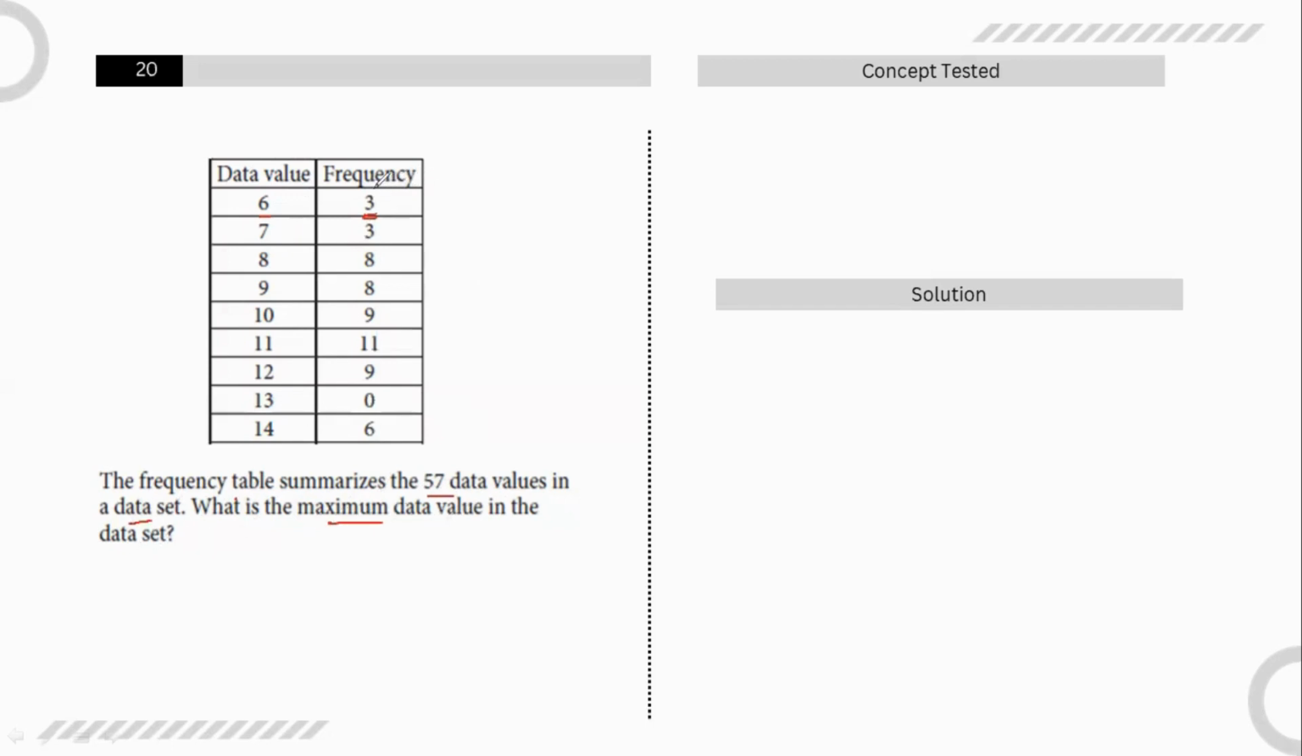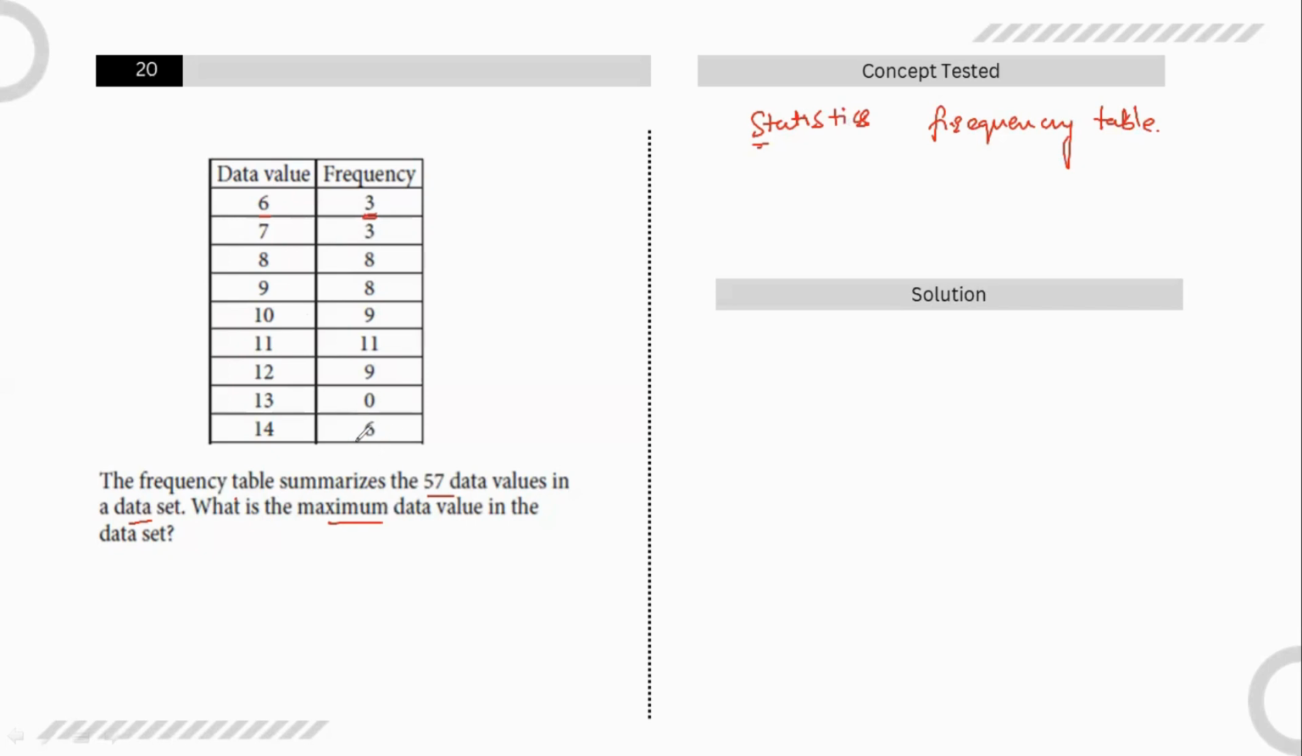So the frequency is here, right? So what can be understood from this? The concept here is statistics, and under statistics, frequency table. That's the topic which the question is from. Now, what is this question all about?